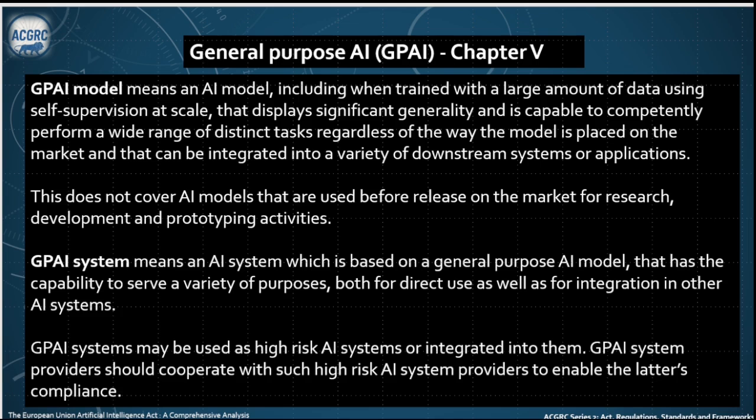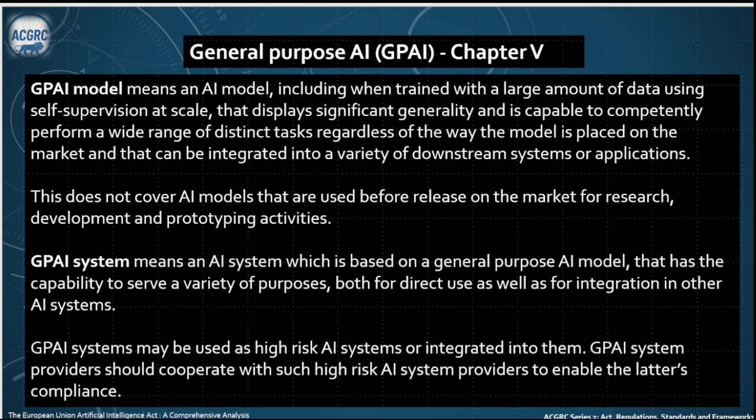A GPAI system means an AI system which is based on a general purpose AI model that has the capability to serve a variety of purposes, both for direct use as well as for integration in other AI systems. Now do note, it could be a GPAI model as per Chapter 5, but it can be used to integrate with a high risk one. Now that's going to be interesting because when we have GPAI, the general purpose, it would have a control which is less stringent, whereas it is feeding into a system of high risk. Think through what would be the combination of risk, what would be the end state of the risk, how would that position itself. We'll discuss that as we move forward.